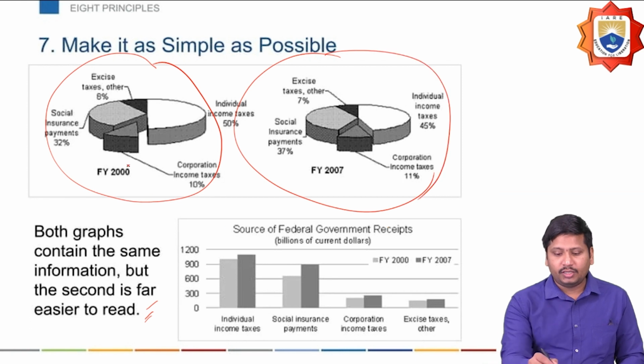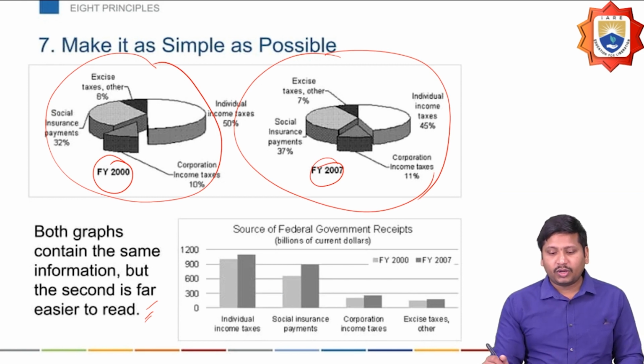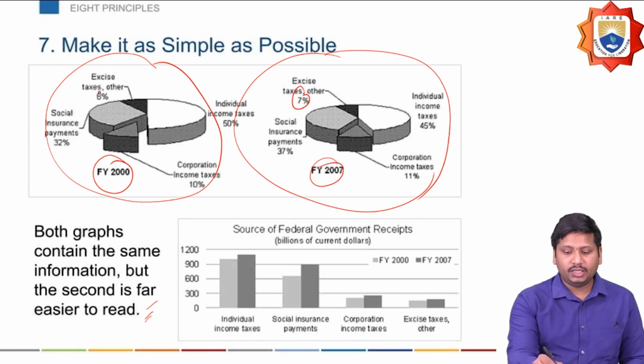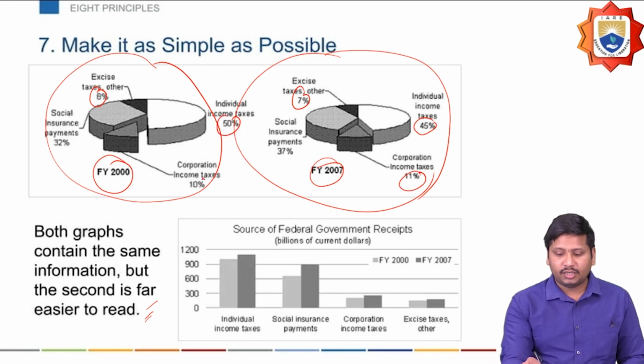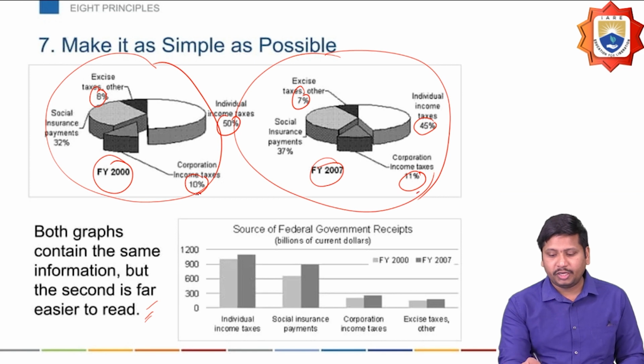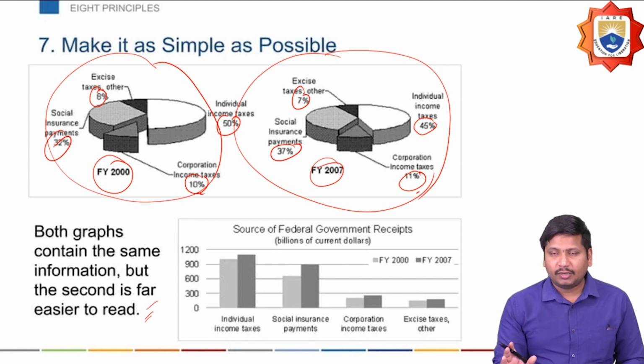in 2007. This is the estimate of 2000 and this should be the estimate of 2007. I want to compare both of these two years. By seeing this, how can we identify that it should be 7%, it is 8%, and individual income tax is 45, it should be 50, and the corporation income tax 10 here, it should be 11 here, and it should be 10, and the social insurance payments are 37%, here it is 32%. For this, what I am going to say is that the difference is not clearly comparable.